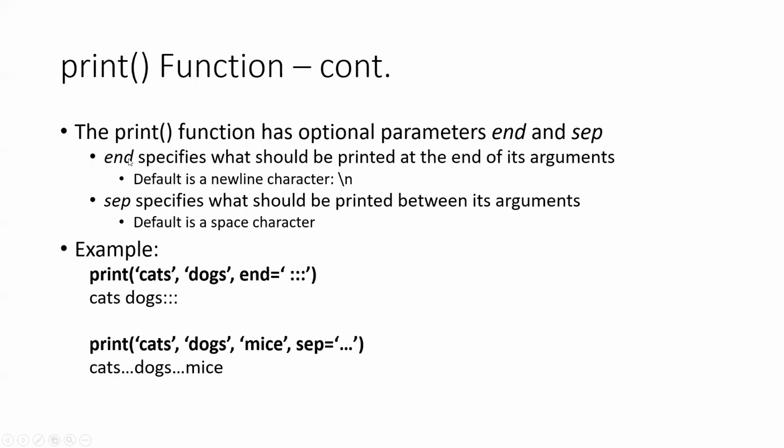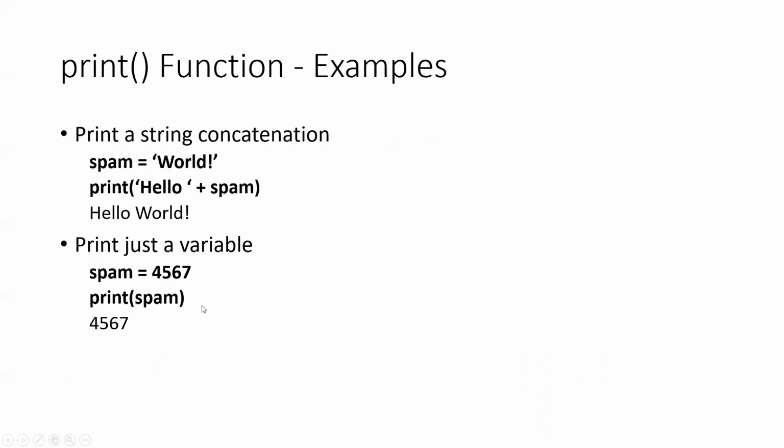There is the end keyword, and by default, that's set to a new line character. You can also pass in a separator on the print statement, in which case it would print that character in between the arguments. By default, it's a space. So if we say print this and end that, then we're going to end up with something like this. And there are some examples of using that.